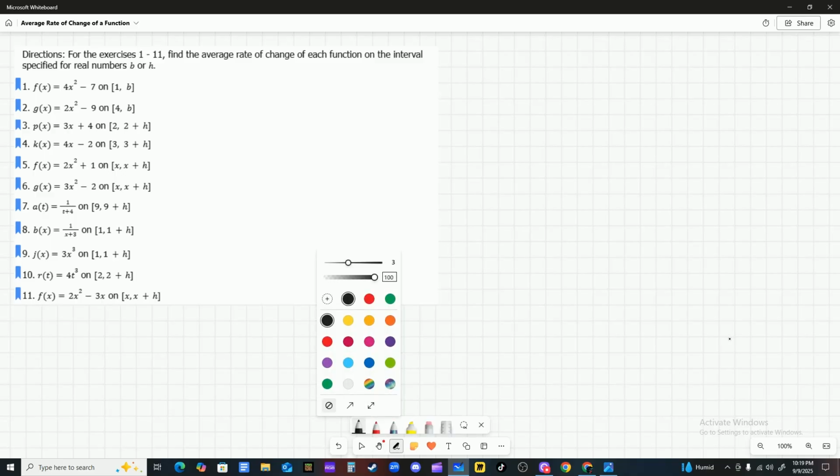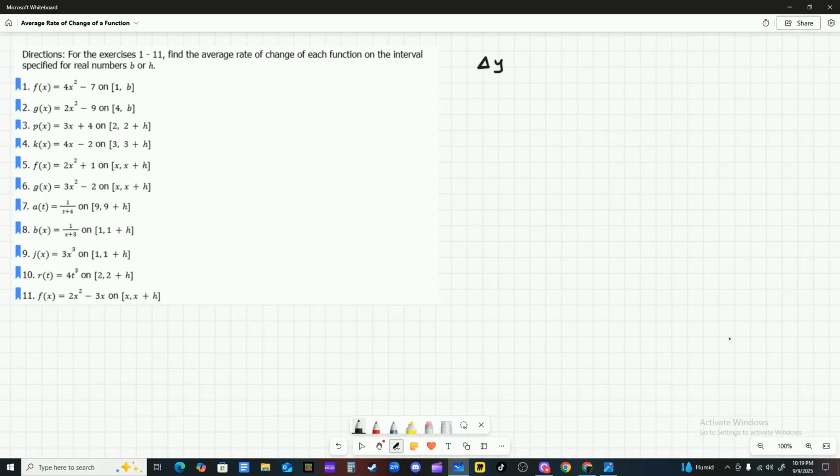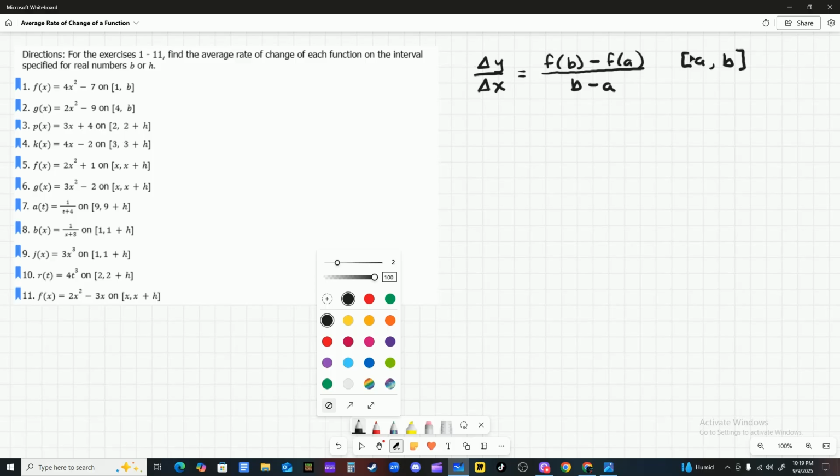The average rate of change of a function is given by this formula: delta y over delta x is equal to f of b minus f of a, divided by b minus a, on the interval from a to b. Given this formula we can calculate the average rate of change, and we have a few problems here that we're going to work through.